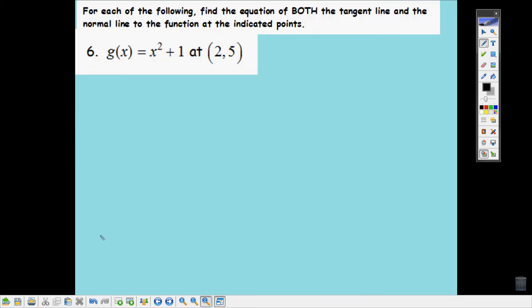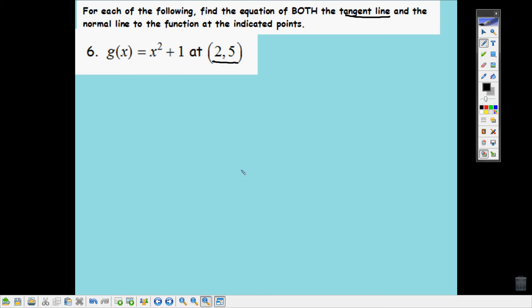The next section asks you to do the same thing, except it also talks about the normal line. We didn't talk about this a lot in class, so just to clarify, the normal line is simply the equation of a line that is perpendicular to the tangent line at the point of tangency.